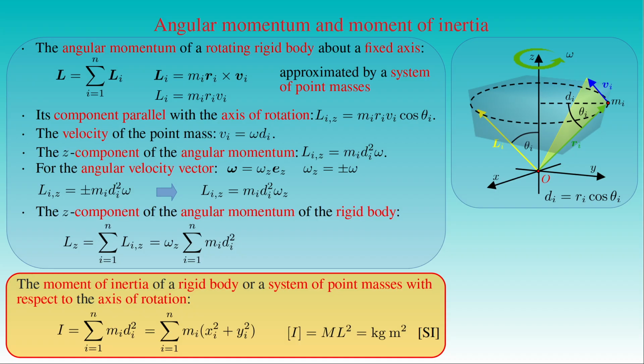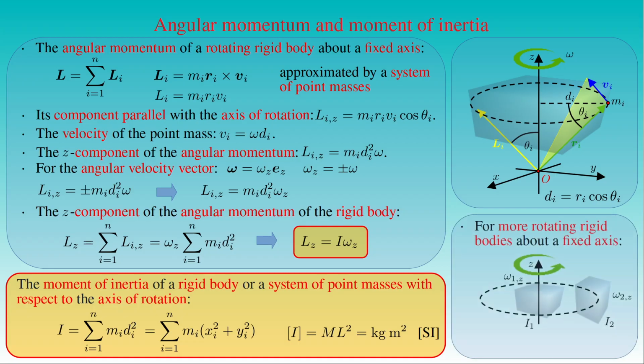By virtue of this definition, the z component of the angular momentum L of the rotating body can be written as the product of the moment of inertia of the body with respect to the z-axis, and the z component of the angular velocity vector omega. We note that if the mechanical system consists of more bodies rotating about the z-axis with the angular velocities omega 1z, omega 2z and so on, and the moments of inertia of the bodies are I1, I2 and so on with respect to the axis of rotation, then the z component of the angular momentum L of the whole system is given by I1 times omega 1z, plus I2 times omega 2z and so on.